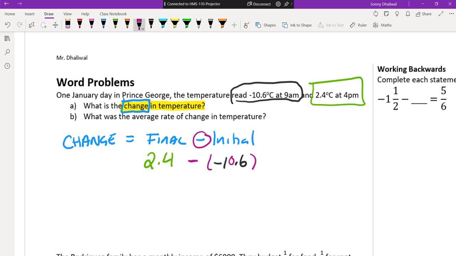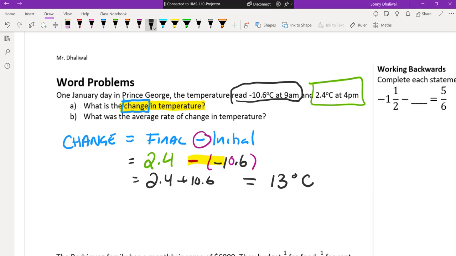This is the same situation. Two negatives touching each other become positive. 2.4 plus 10.6. What does that equal? Yes, Phoenix? 13. Thank you. And it's 13 degrees Celsius. That's how much the temperature went up. Started at negative 10.6, went up to 2.4. And this is the reason why you always go final minus initial. It tells you the direction as well. The positive means it goes up in the positive direction. Negative would mean it goes downwards.